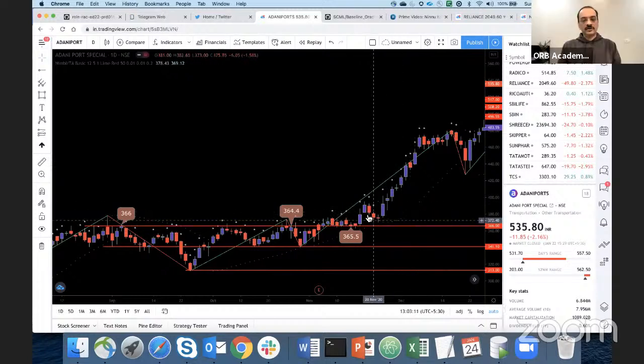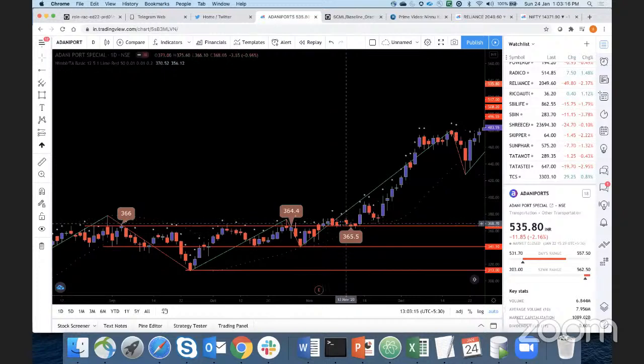So that is one. You entered with one position there, right? Yeah. So where would you add the further positions? Here there is a breakout, right? On 17th November. Yes. So here you can enter.